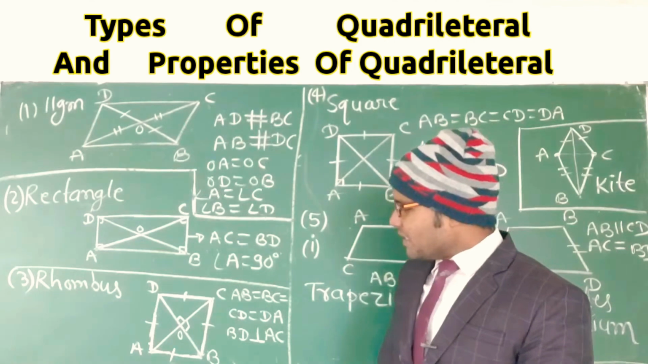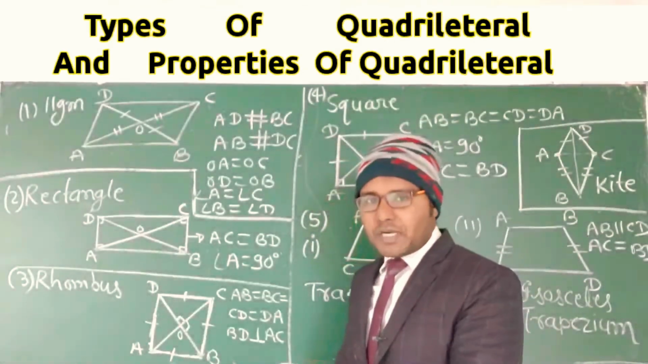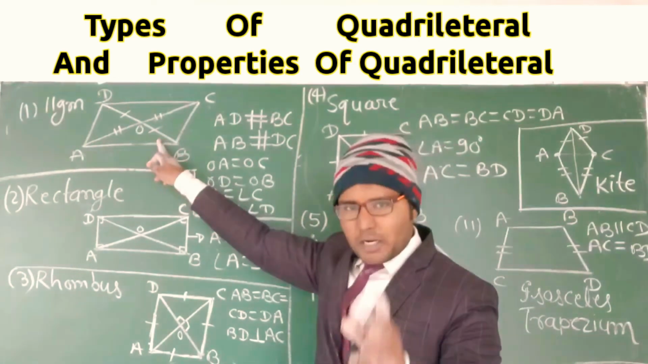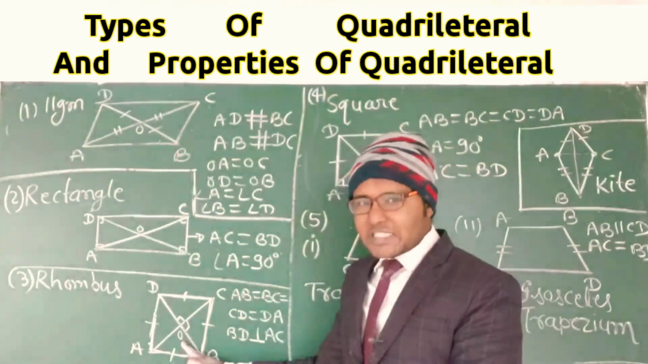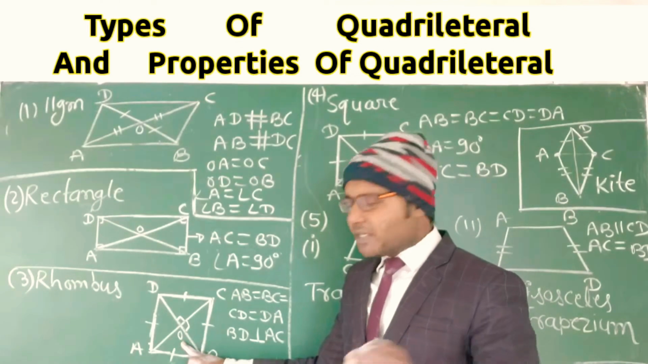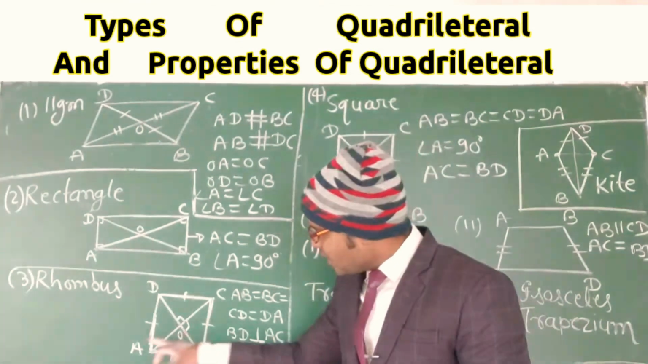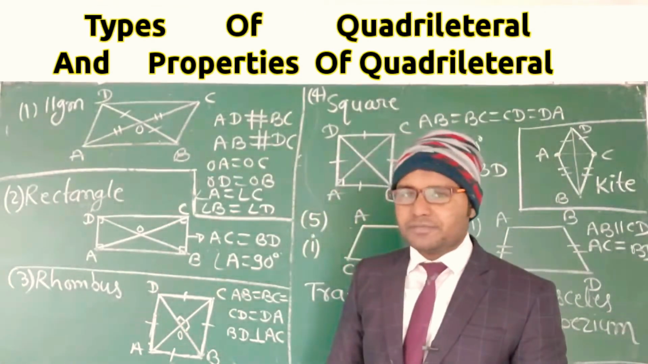Now second property is, diagonals of a rhombus bisect perpendicularly. They bisect in a parallelogram also, but this bisecting is in another way. What is the other way? This bisecting is perpendicular. That means AC is perpendicular to DB.